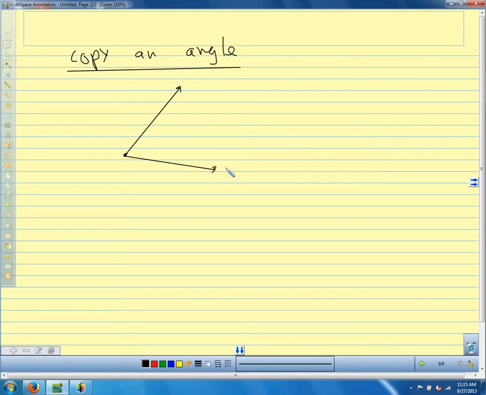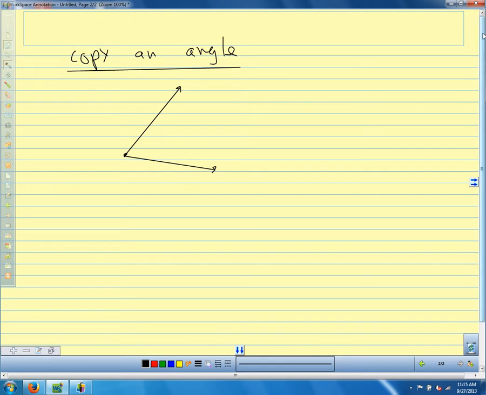Now, does it matter how long the rays are? Does that change how big the angle is? What's all that matters for how big the angle is? If I make the sides really, really long, it doesn't matter. When we're talking about the size of the angle, what are we talking about? How do we measure an angle? How many degrees? We're only worried about how far it's open. So to copy an angle, we're only worried about how far it's open. We're not worried about how long the sides are.